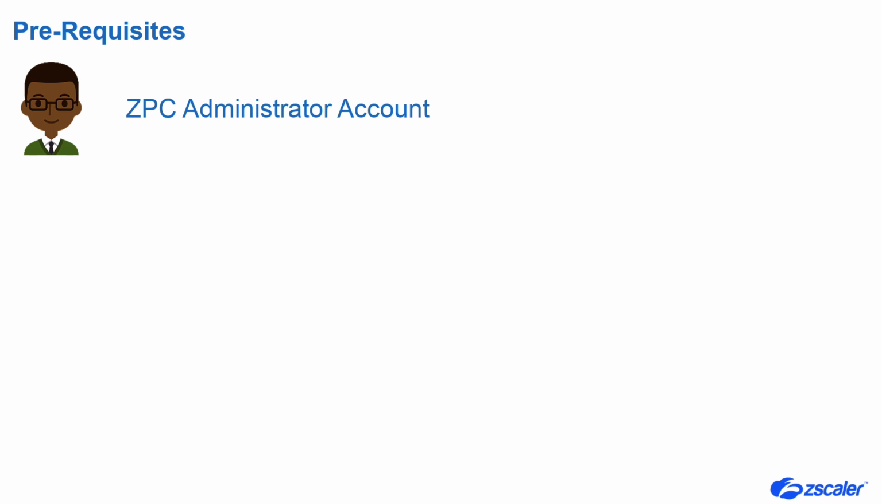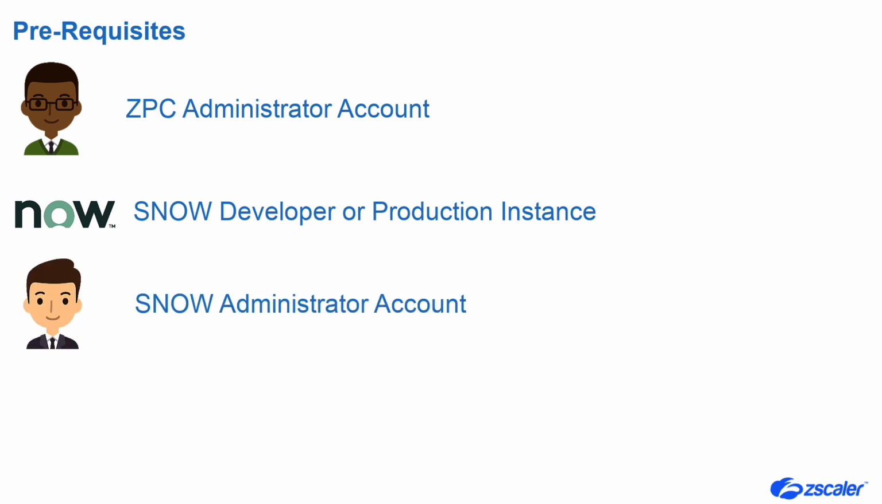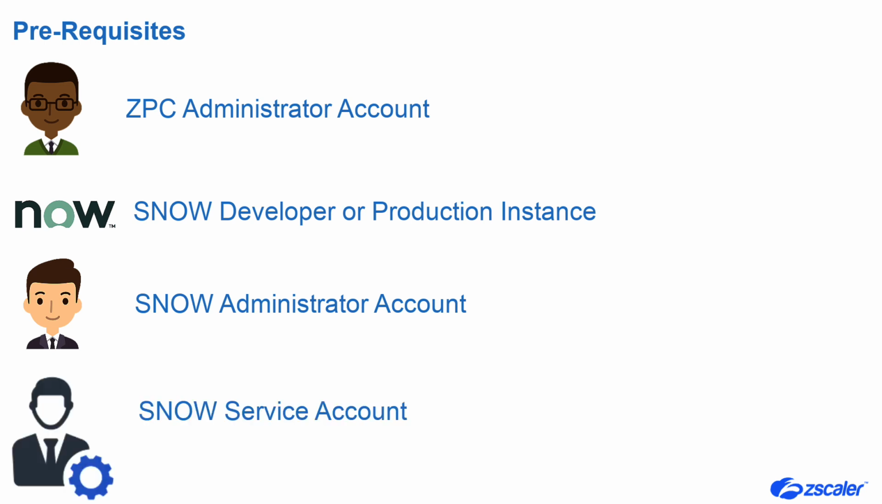First, you must have an administrator account in the ZPC portal with permissions to configure the ITSM integration. Next, you must have a ServiceNow developer or production instance. It's important to remind that a ServiceNow developer instance can be obtained for free by going to the website developer.servicenow.com. You also need a ServiceNow administrator account with permissions to create a service account in the ServiceNow instance. Finally, we need to create a ServiceNow account in the ServiceNow instance, which ZPC will use to ingest the data as security incidents are identified in the ZPC platform.